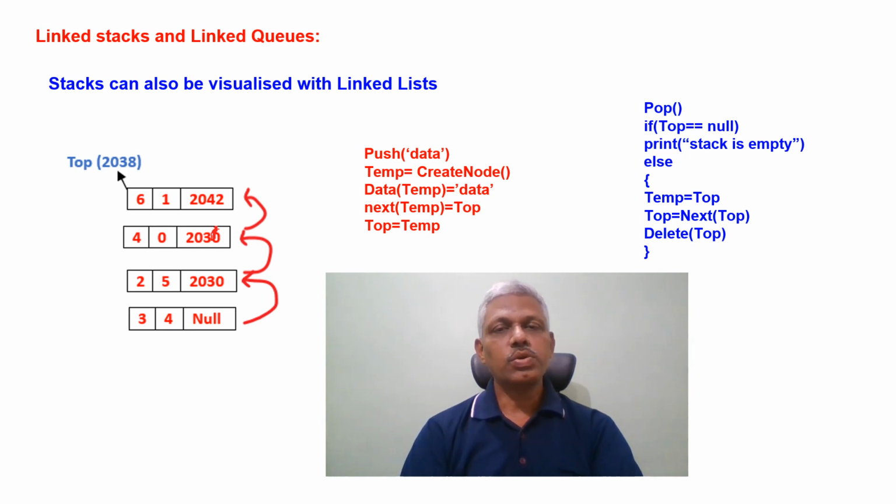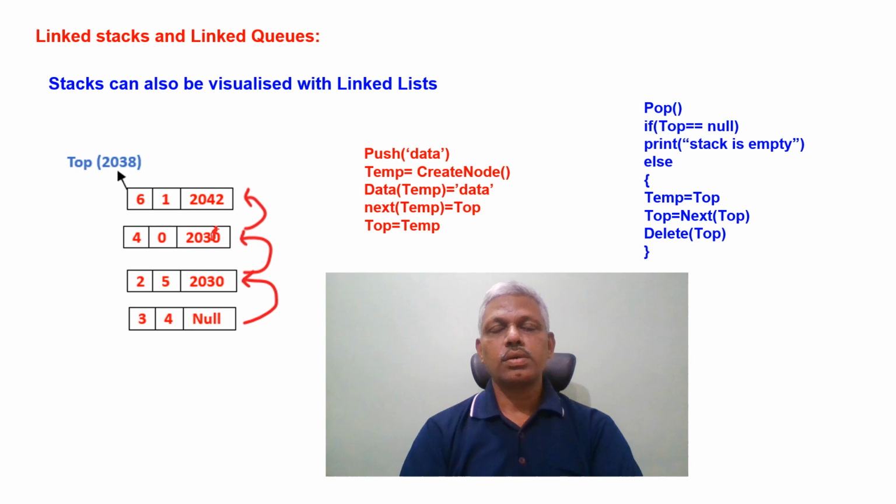So whatever new node is created, that has to be appended at the head node. Whatever existing head is, top is an existing head. So next of temp is equal to top, a link is created, and top is adjusted to the new node. So top is equal to temp. This is how we'll push the data into the stack.